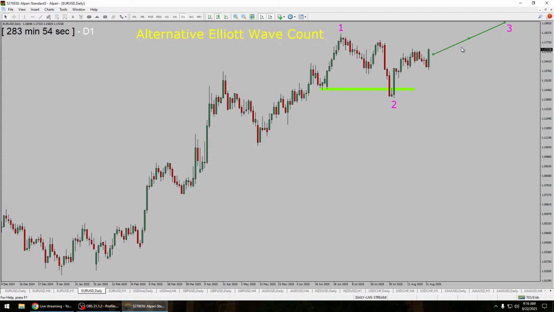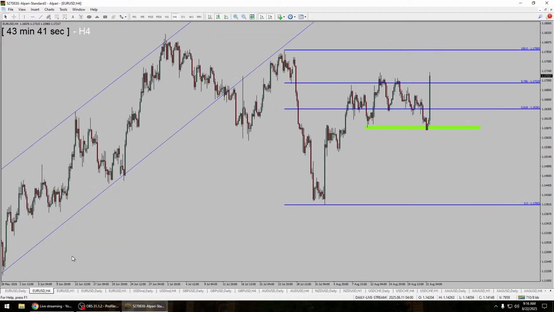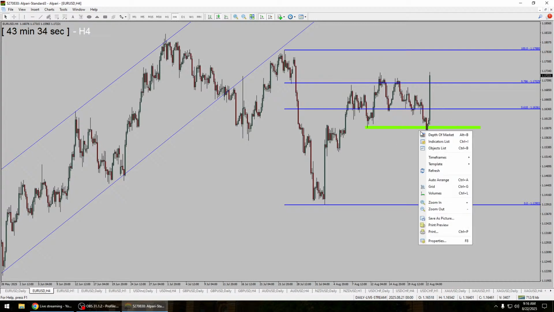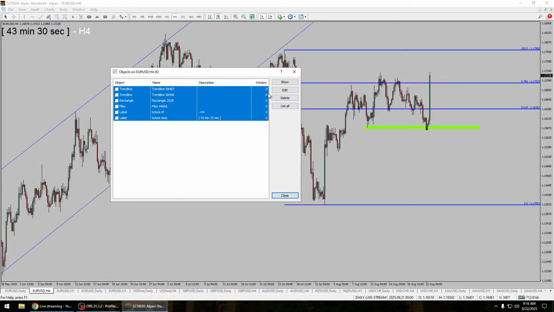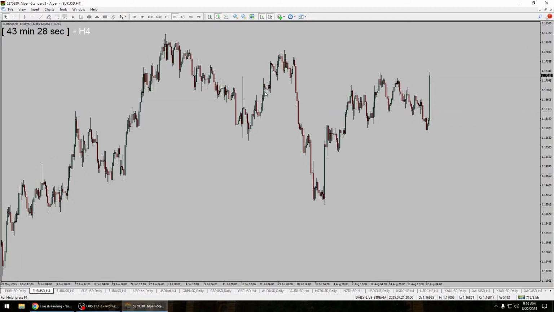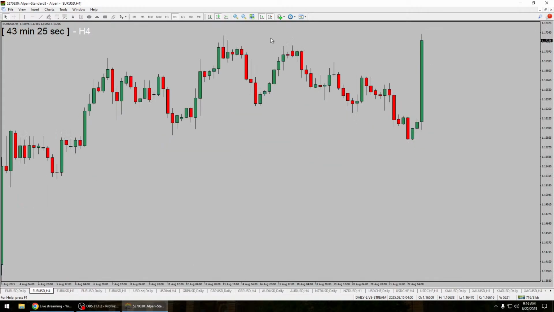Okay, so it seems to me euro dollar is trying to rise up over here, but some people get fooled. Why? Because euro dollar is actually testing a resistance level. Okay, this was the support down over here, and if I remove all of this, okay, and zoom in a little bit, this is a simple support and resistance analysis.